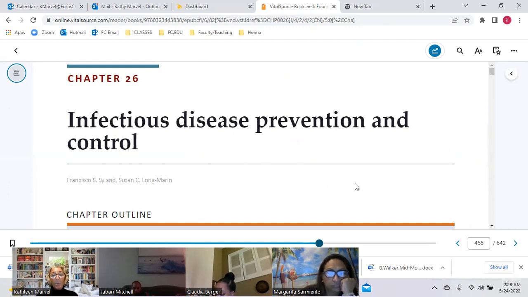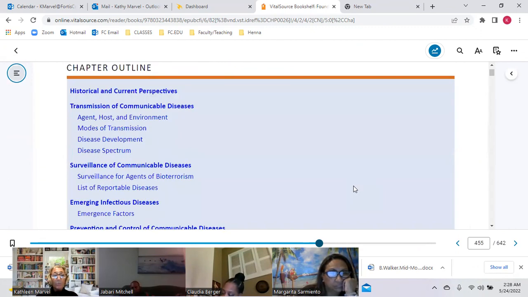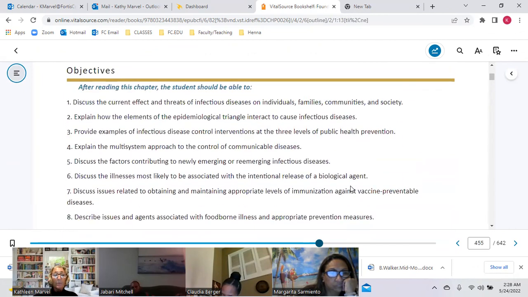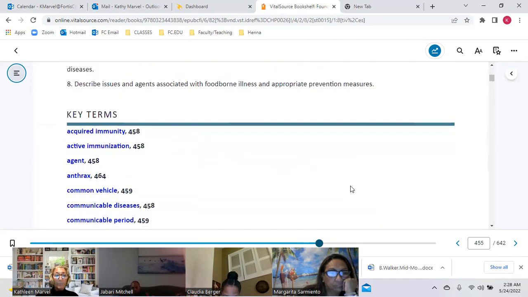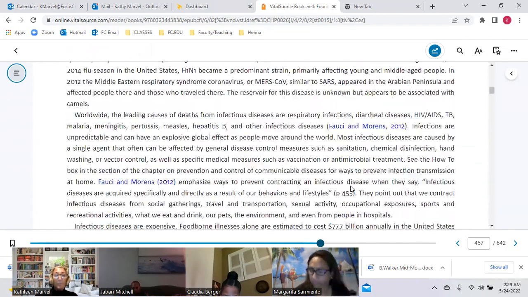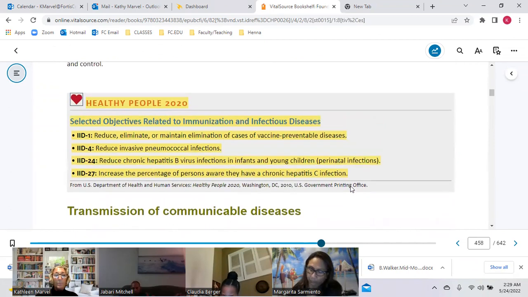Okay, infectious disease and prevention. Infectious disease prevention and control. A few things we need to know in here. Familiarize yourself with the objectives. So first that comes up in this chapter on page 457 are your Healthy People 2020 objectives. And they're related to immunization and infectious diseases, because that's what this chapter is.